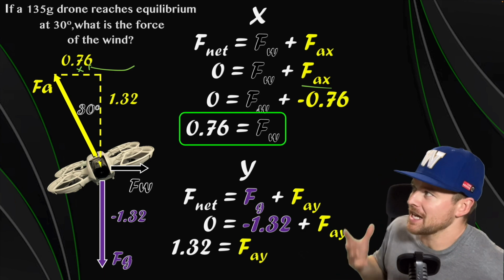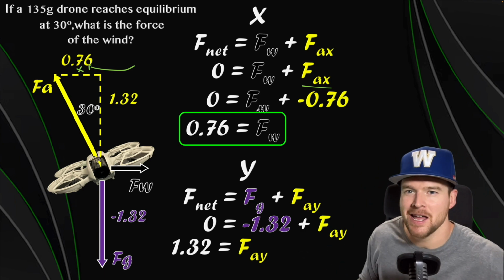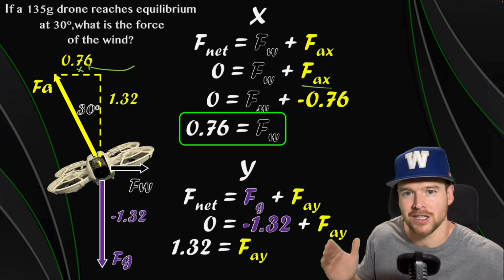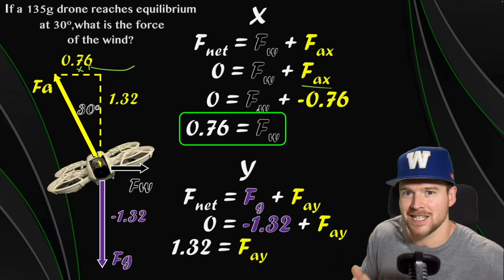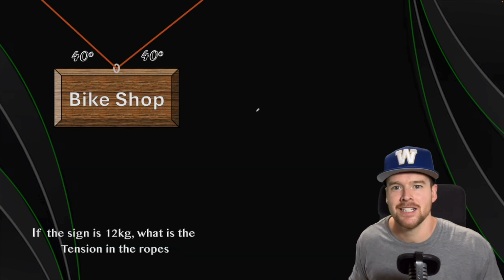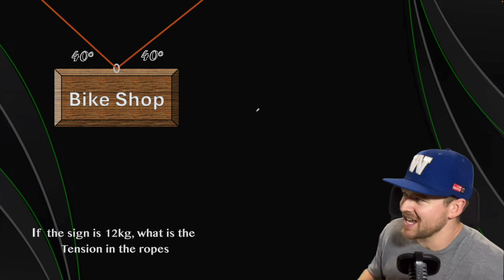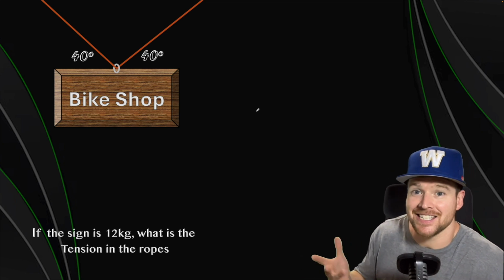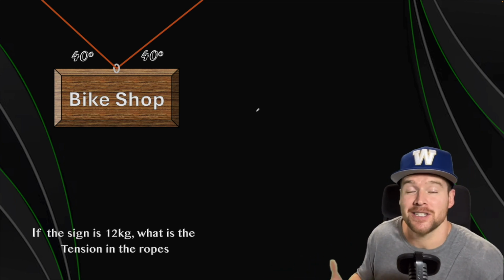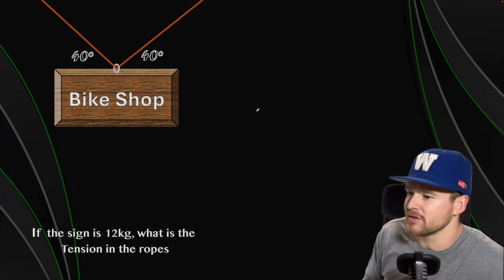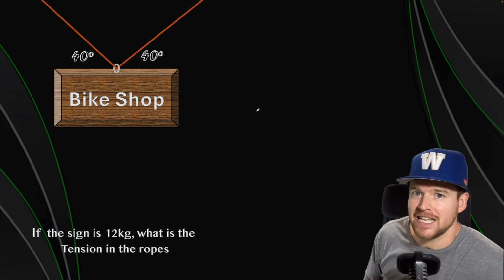It seems a little bit complicated looking at all this work that we did now, but the same processes that we had from before: free body diagram, look at X and Y, F nets of some of the forces, and you're going to get there. Let's try one more example in this video. A common scenario when we deal with equilibrium is hanging signs. The sign is hanging there, it's not accelerating, so it's in a state of equilibrium. And this one says, if the sign has 12 kilograms of mass, what is the tension in the ropes?